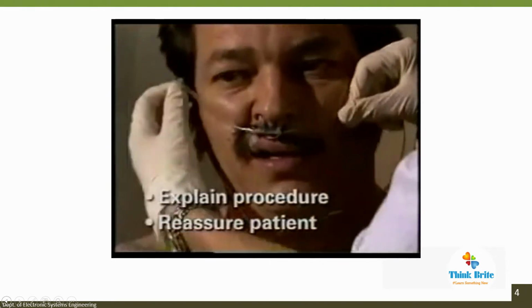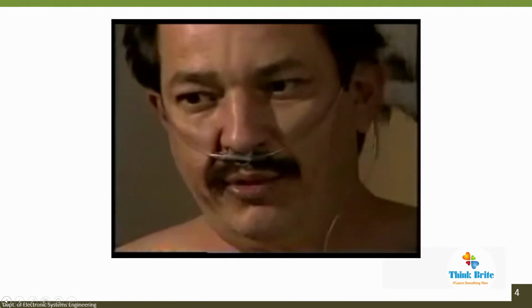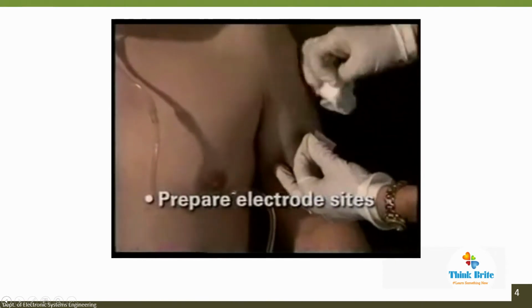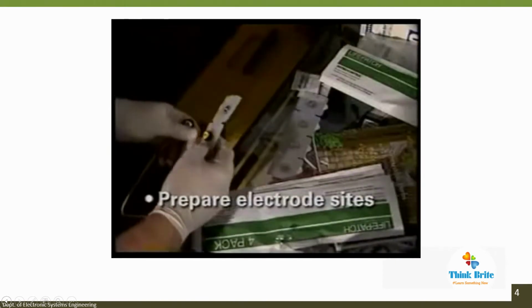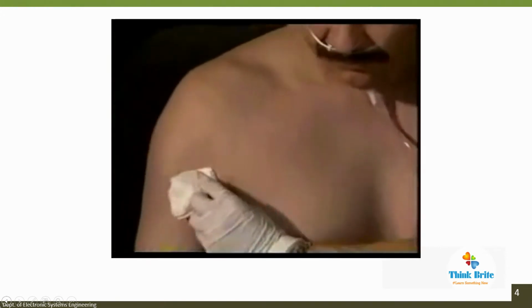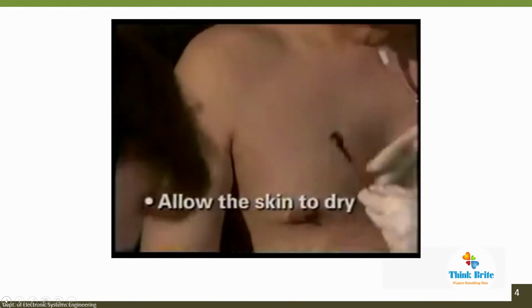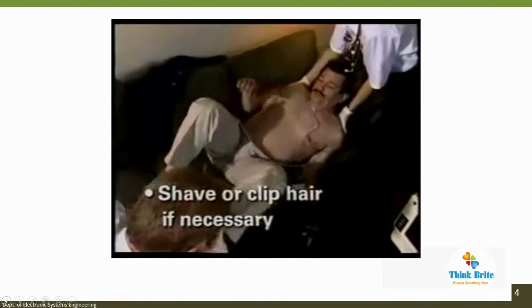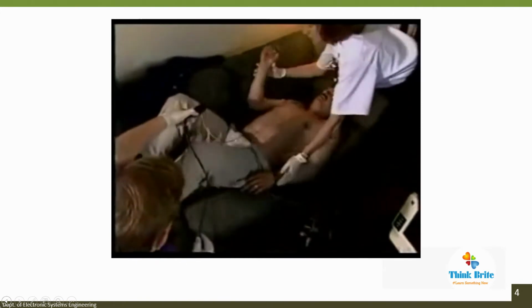Explain the procedure and reassure the patient. Remove the clothing on the upper body. Wipe the electrode sites with a brisk dry rub. Oily, dirty, or diaphoretic skin should be quickly cleaned with an alcohol wipe. This is all really routine, standard stuff. Allow the skin to dry before placing the electrodes. If necessary, shave or clip hair on electrode sites. There you go.